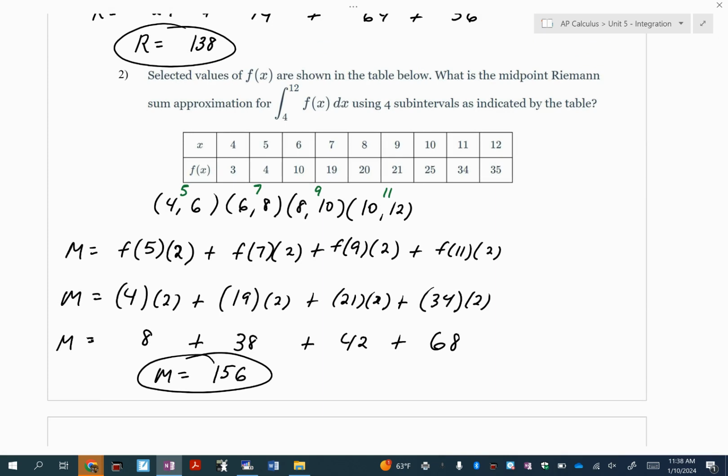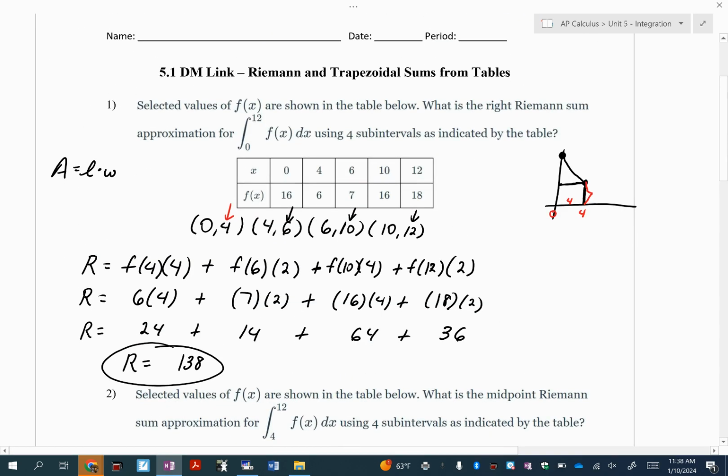Yeah. So for this one, when you do that, it will be the same in the left focus. You talking about number one? Yeah. The only difference if they change this word to left would be, see where I wrote f of 4, f of 6, f of 10, f of 12? Those are the right numbers. I would have used f of 0, f of 4, f of 6, f of 10. Those are the left endpoint numbers. Okay, that's the only difference. Everything else would be, obviously the numbers would be different, but that's the setup.